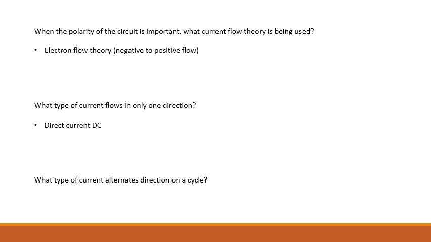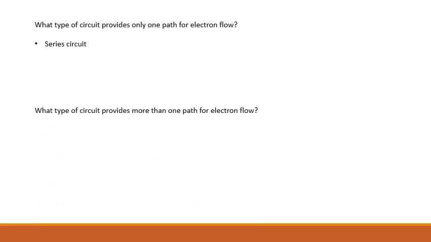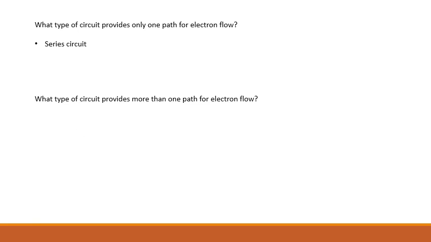What type of current alternates direction on a cycle? Alternating current, or AC. What type of circuit provides only one path for electron flow? It is the series circuit. What type of circuit provides more than one path for electron flow? That is the parallel circuit.